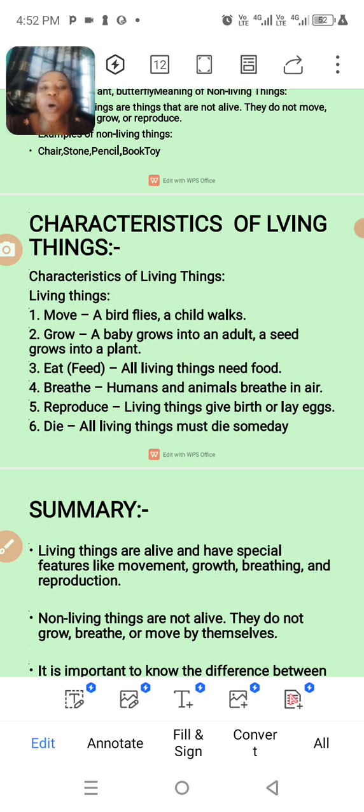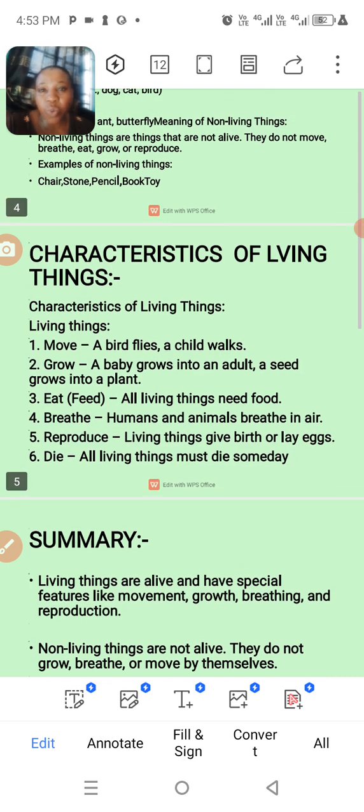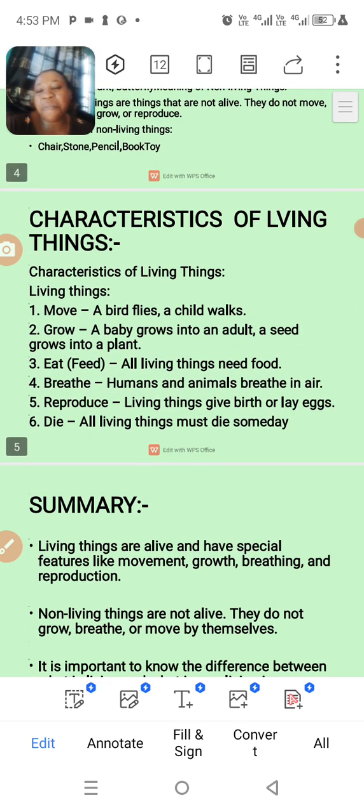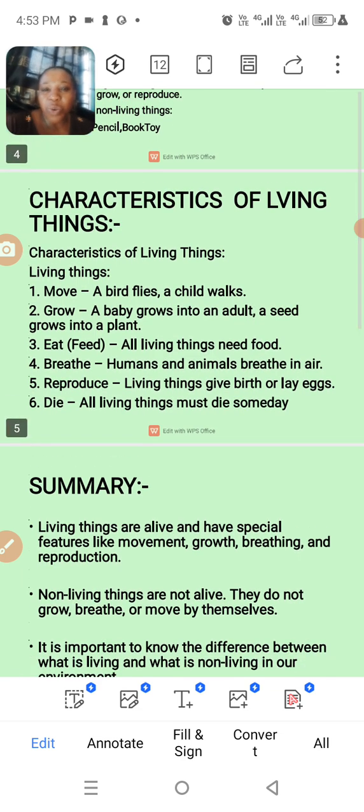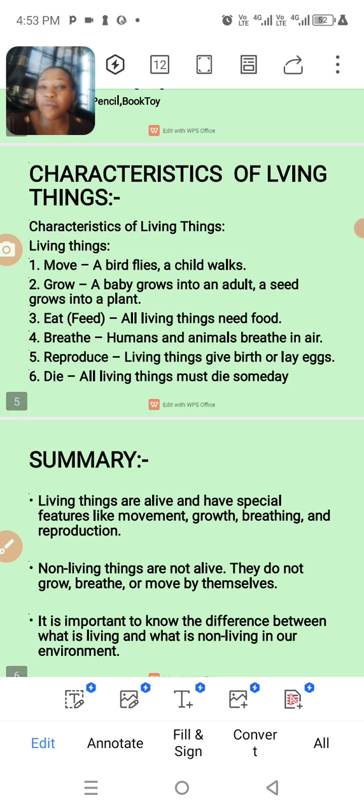A baby grows into an adult. When you were 2 months old, you didn't know what you were doing. You were being fed. But now that you have turned 8, 9, 6, 10, you do things by yourself, right? You feed yourself. You wear your clothes, dress yourself, you put on your shoes by yourself. Why? You have grown. You are no more a baby. So a baby grows into an adult.